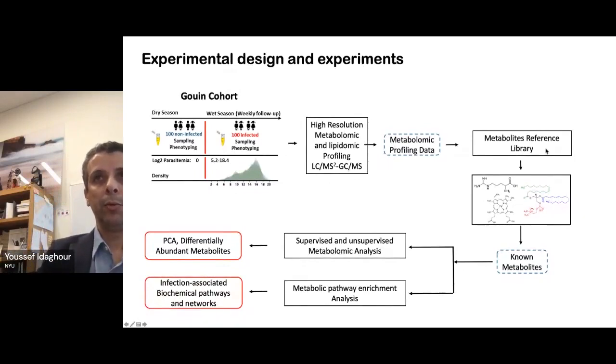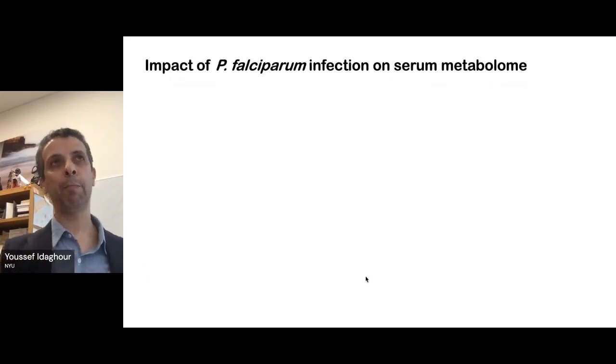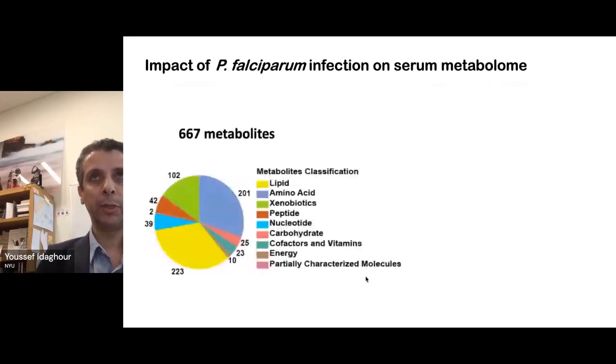With this data, we've done a lot of annotation of these metabolites and we focus completely on the known metabolites. With these metabolites, then we can do analyses that are similar to what we do with gene expression, including PCA, differential abundance analysis, and pathway enrichment analysis. Okay, so the first question we wanted to answer is, what is the impact of infection on the serum metabolome? Does the metabolome change with infection?